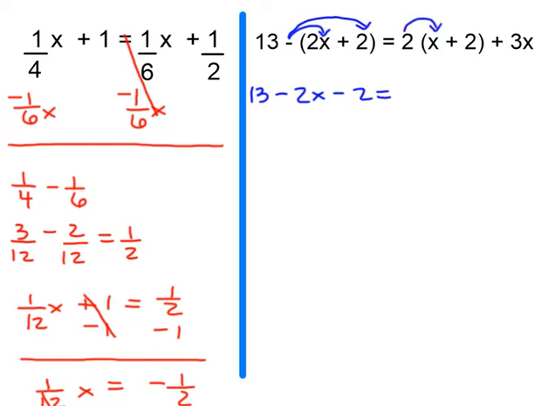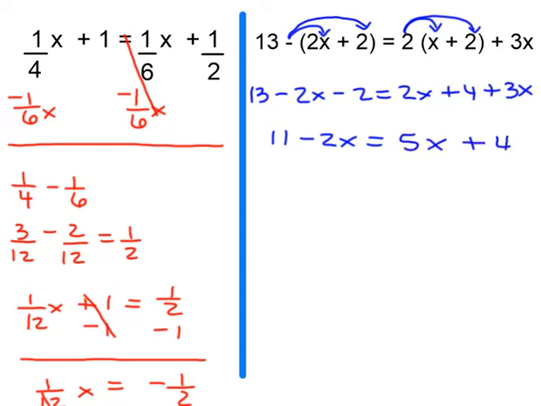Now distribute the 2 to the x. So that's 2x. Now distribute the 2 to the 2. So that's plus 4. And then bring down the plus 3x. All right, let's combine like terms on the left-hand side. 13 minus 2 is 11 minus 2x. Let's combine like terms on the right-hand side. 2x plus 3x is 5x plus 4.